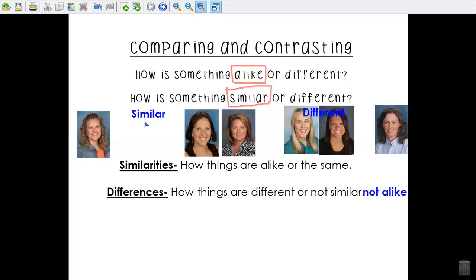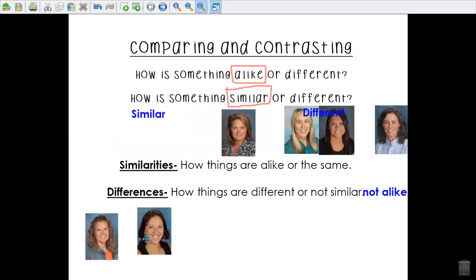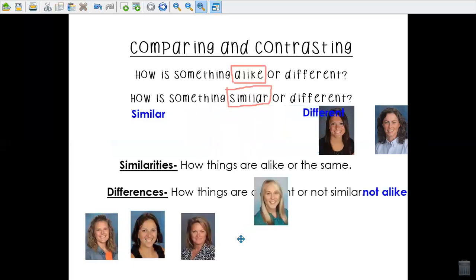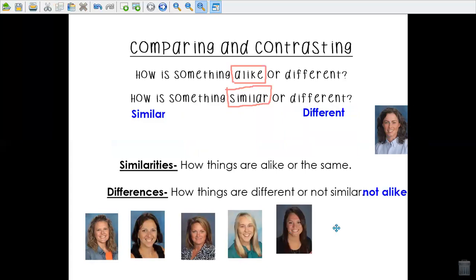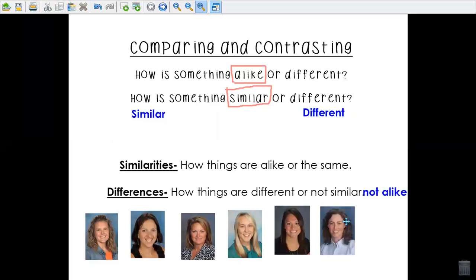So people can be similar and people can be different in lots of different ways. And it's kind of crazy to think that we all are similar because everyone listening to this video is in 3rd grade. And all of these people down here are similar because we all teach 3rd grade. Okay, let's do one more.